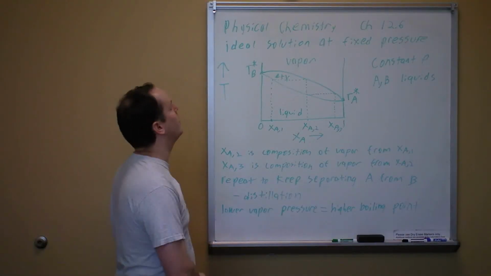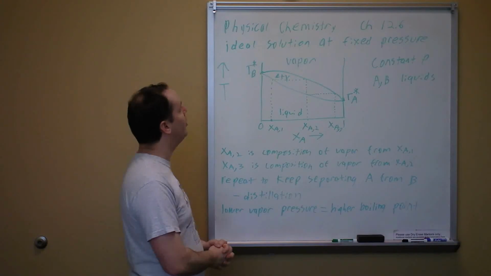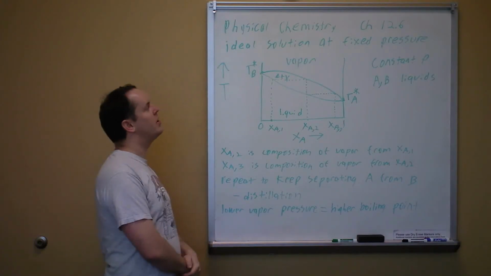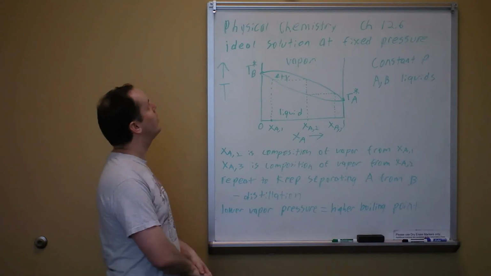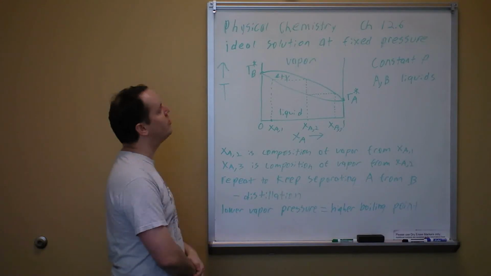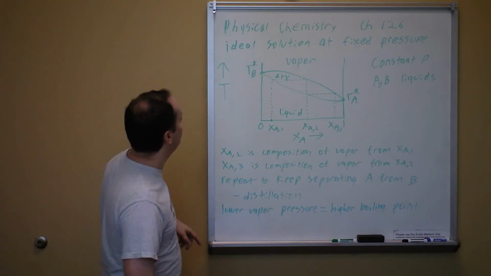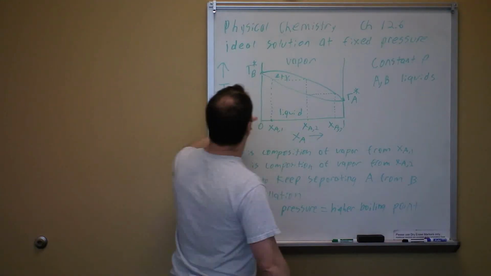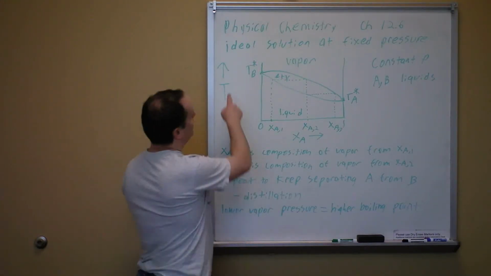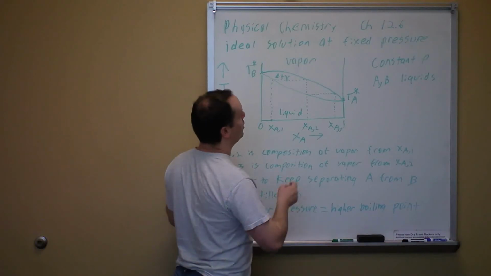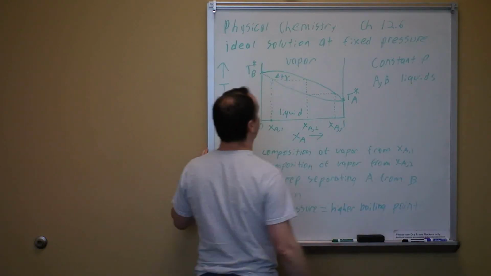This is physical chemistry. We're continuing chapter 12, section 6. We just finished talking about an ideal solution at constant temperature. Now we're going to talk about what happens if we have an ideal solution at constant pressure. So here's a graph of temperature versus mole fraction of A in a two-component system, with A and B both liquids.